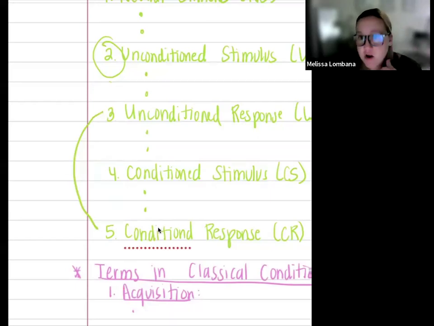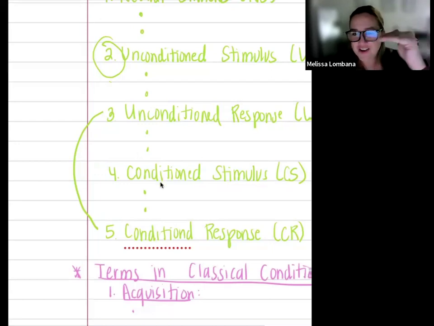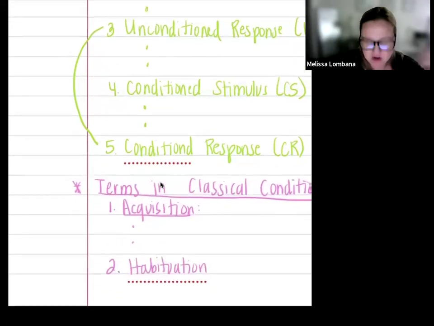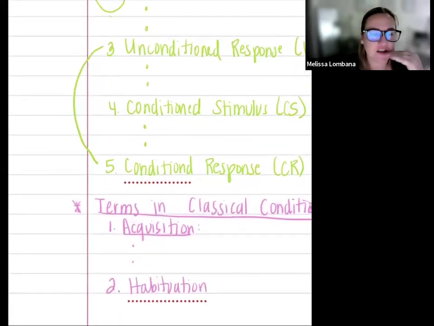In our case, with the experiment with Zugu, when you heard it, your mouth should have salivated just a little bit, if done correctly. So for us, now all we need to hear is Zugu, and then our mouths will start salivating. Here are some terms in classical conditioning that you need to know.